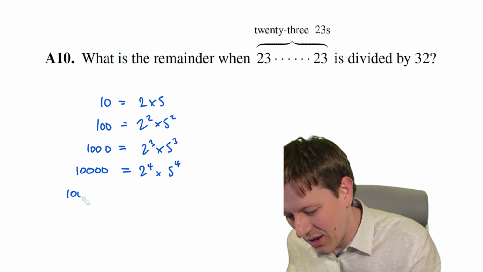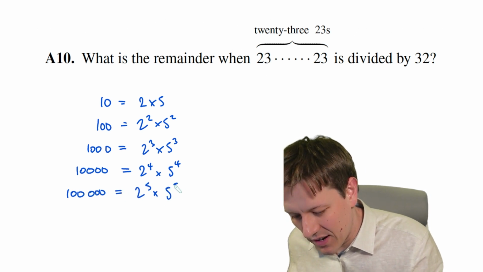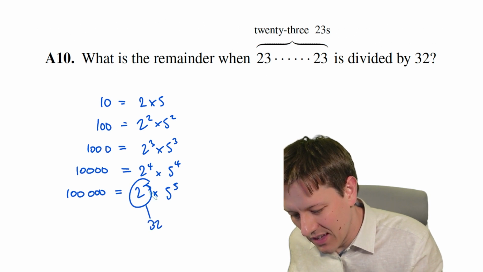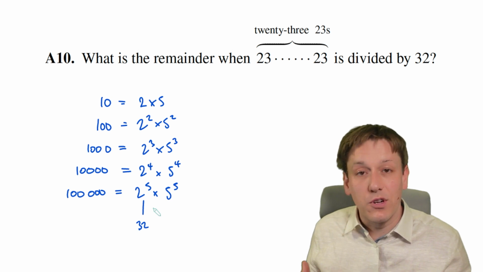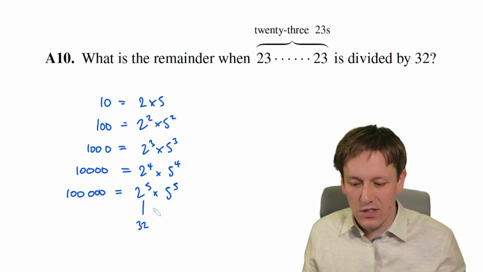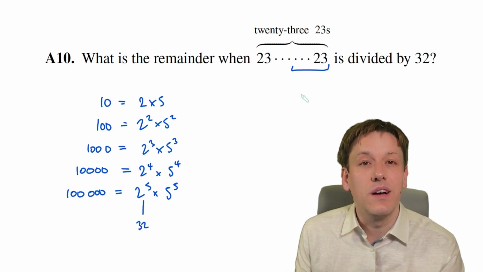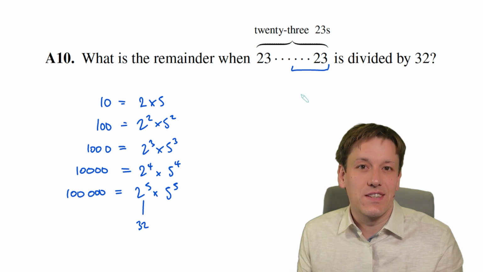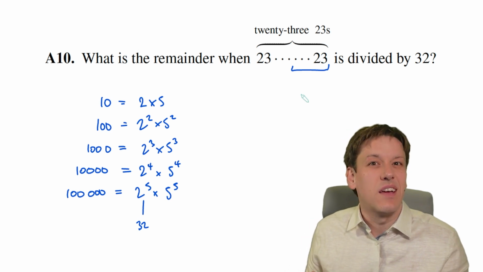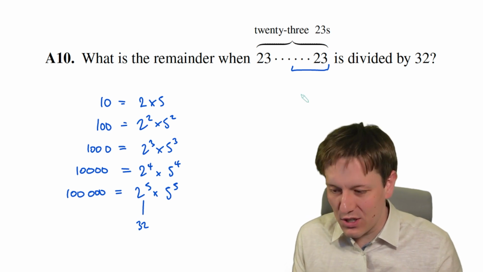And for 100,000, that's 2 to the 5 times 5 to the 5, right? And again, 2 to the 5 here is 32. So anything that's a multiple of 100,000 will be a multiple of 32. So I only need to look at the last 5 digits of this number to see what the remainder is when that is divided by 32, and it will be the same as for the whole number because the rest of it is just adding on a multiple of 32.